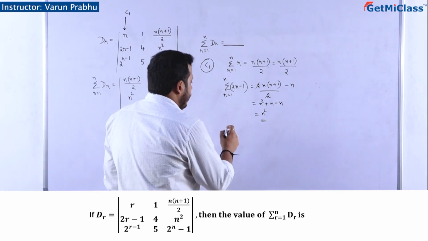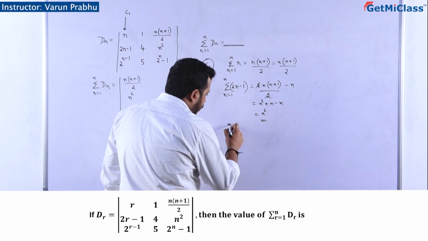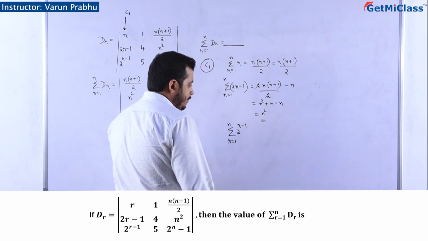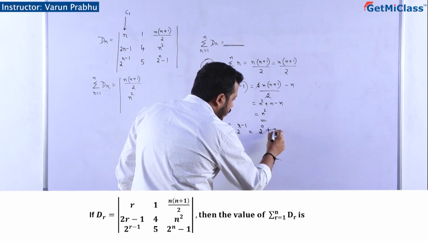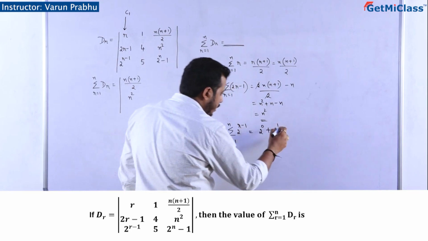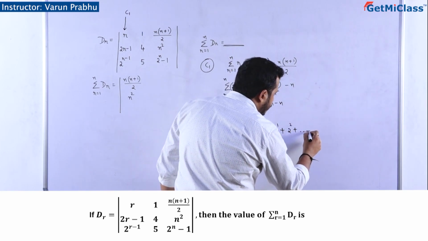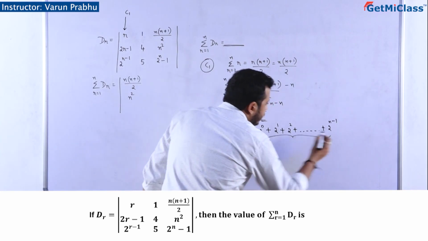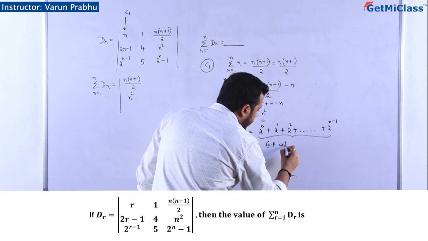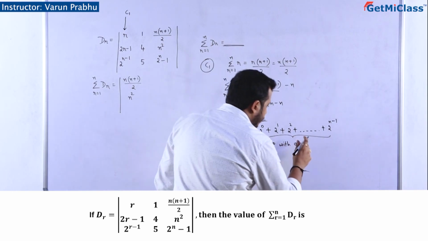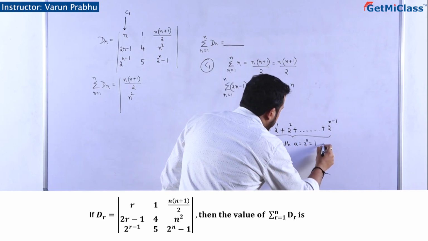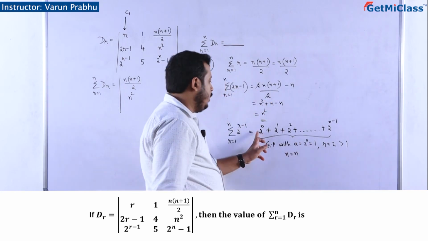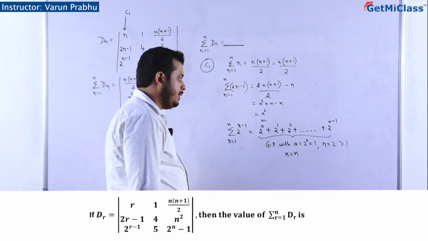Is it okay? Sigma r is equal to 1 to n, 2 to the power r minus 1. This can be written as 2 to the power 0 plus, go on putting r is equal to 1, r is equal to 2, 2 to the power 1 plus, and so on up to plus 2 to the power n minus 1. This part you can clearly see is a GP with a equal to 2 to the power 0, that is equal to 1, r is equal to 2, which is greater than 1, and the number of terms is n only, because it's starting from 0 to n minus 1, which means n terms.